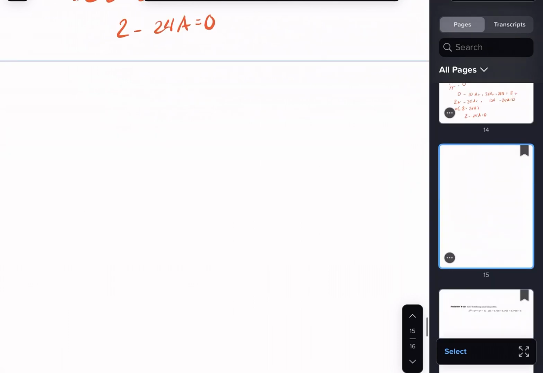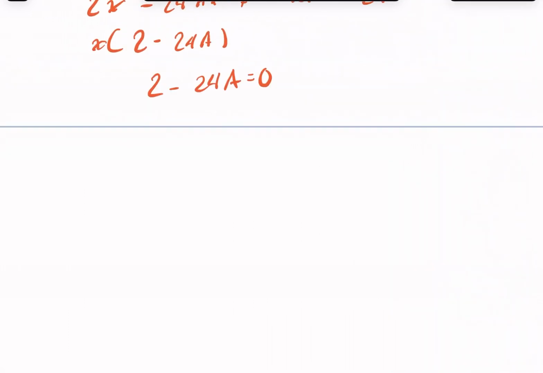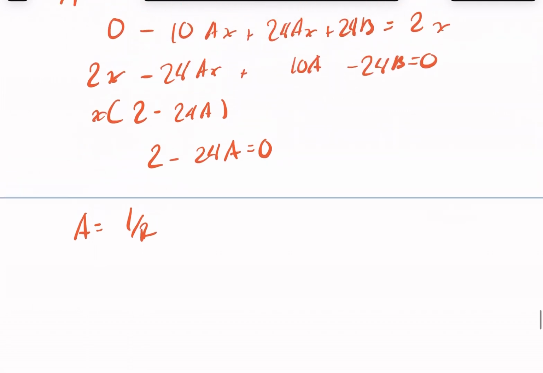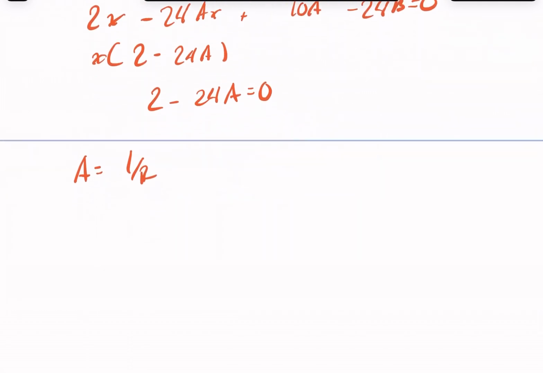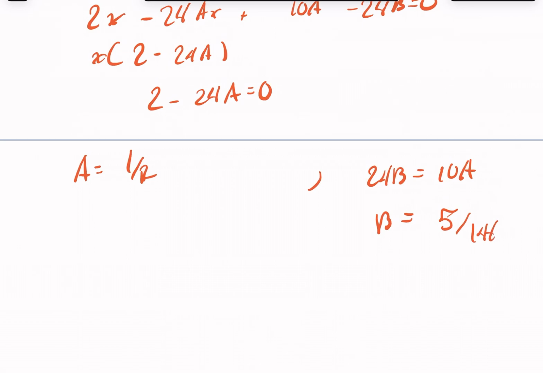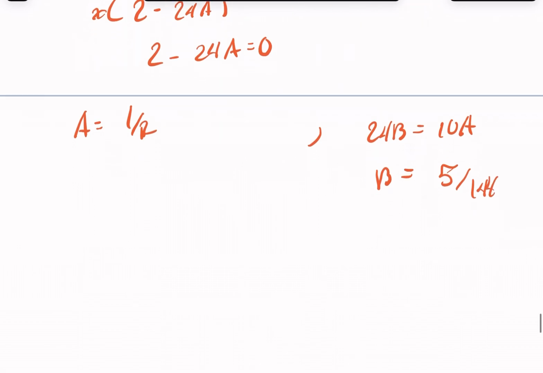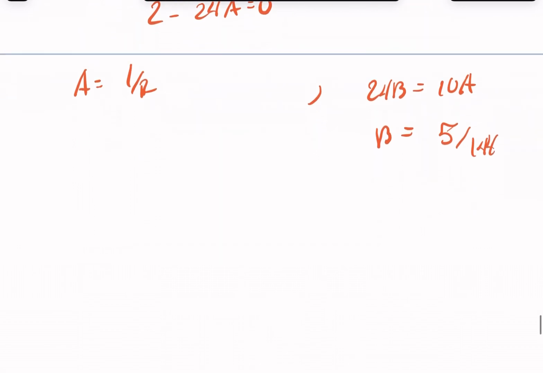Okay, cool. So we have a equals 1 over 12. And following that, we have 24b equals 10a. I have it already figured out, so the answer to this one is b equals 5 over 144. Cool. So those are the coefficients for my first one.